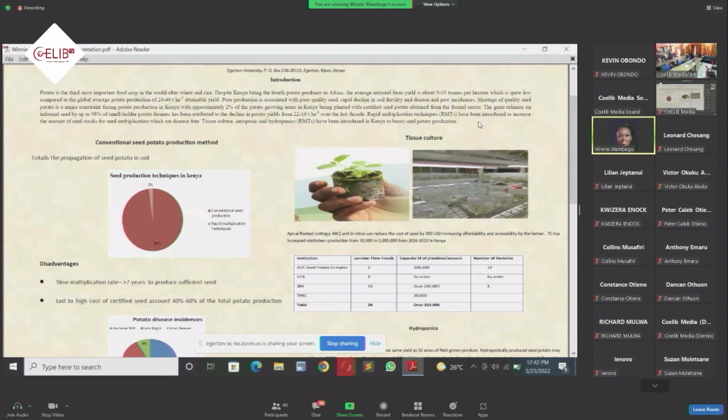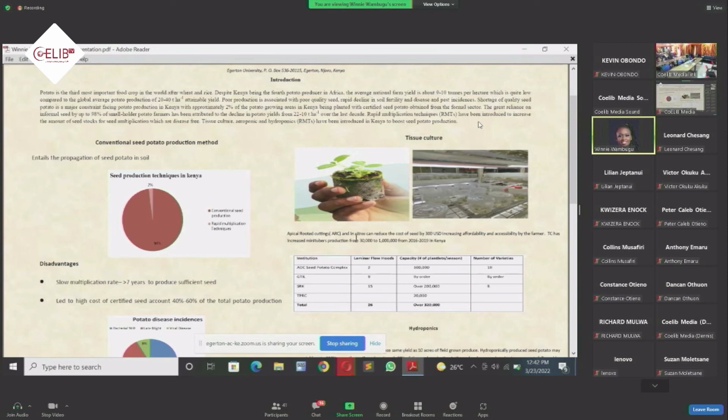This is ADC Molo tissue culture laboratory, whereby the in vitros are produced. Once the in vitros are produced, the apical rooted cuttings are then produced. And since the introduction of this, that is the production of in vitros and the apical rooted cuttings, the seed availability gap has been reduced. And it has been reported that the use of the apical rooted cuttings and these in vitros can reduce the cost of seed by 300 USD, and this can increase affordability and accessibility to farmers.